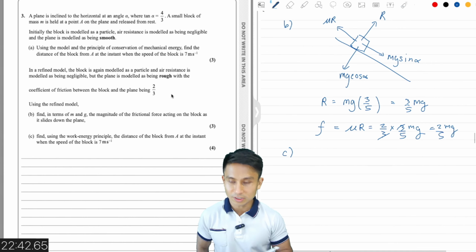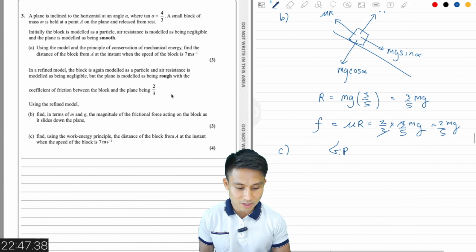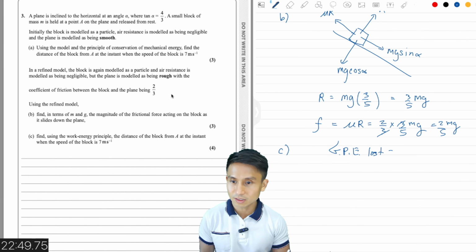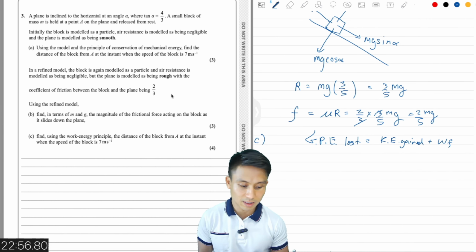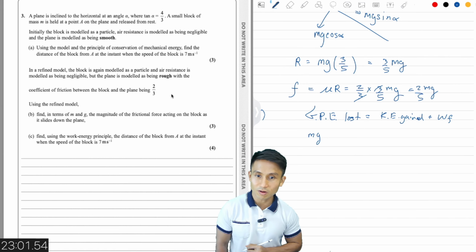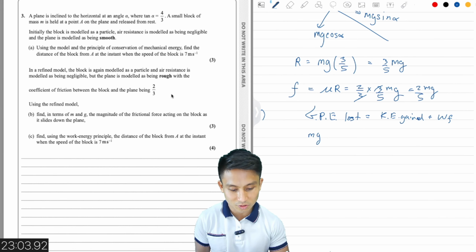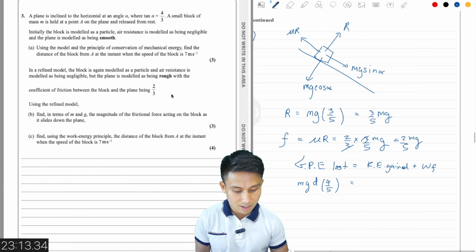And then we're going to use the work energy principle again. So now we do GPE lost, at the same speed, equals KE gained plus work done against friction. So GPE loss is again distance of the block from A at the instant. Same thing. So mgh, which is d sine alpha again. So sine was 4 over 5, right? Let me just check. Yeah. And then the kinetic energy 1/2 times v squared again.